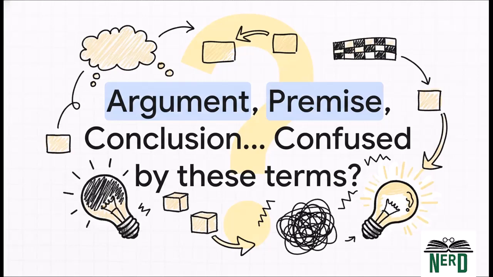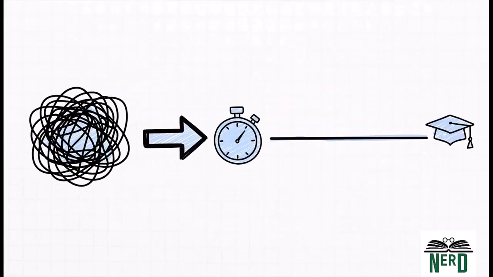So, when you're deep in your UGC NET studies, these three words argument, premise, conclusion just keep popping up everywhere. And while, let's be honest, they can get a little confusing, don't worry because we are going to crack this code in the next few minutes. I promise you that by the end of this, these concepts are going to be crystal clear. So, let's get to it.